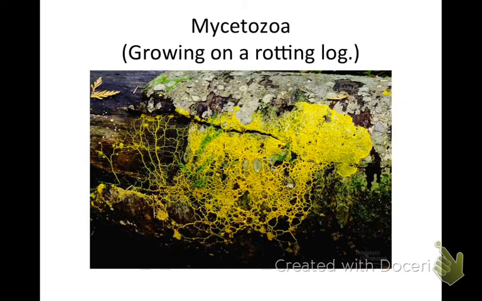Alright, so these are fungus-like protists. They behave like a fungus. They kind of look like a fungus, but they're not a fungus. They're a protist. So, these feed on dead, decaying matter. They are decomposers. Well, so are fungi, but they're not made up of the same type of cells that fungi are. We call these mycetozoa. Myceta means fungus-like, and zoa means protist. So, fungus-like protist. And they love to grow on rotting, dead things, just like in this picture, this rotting log.